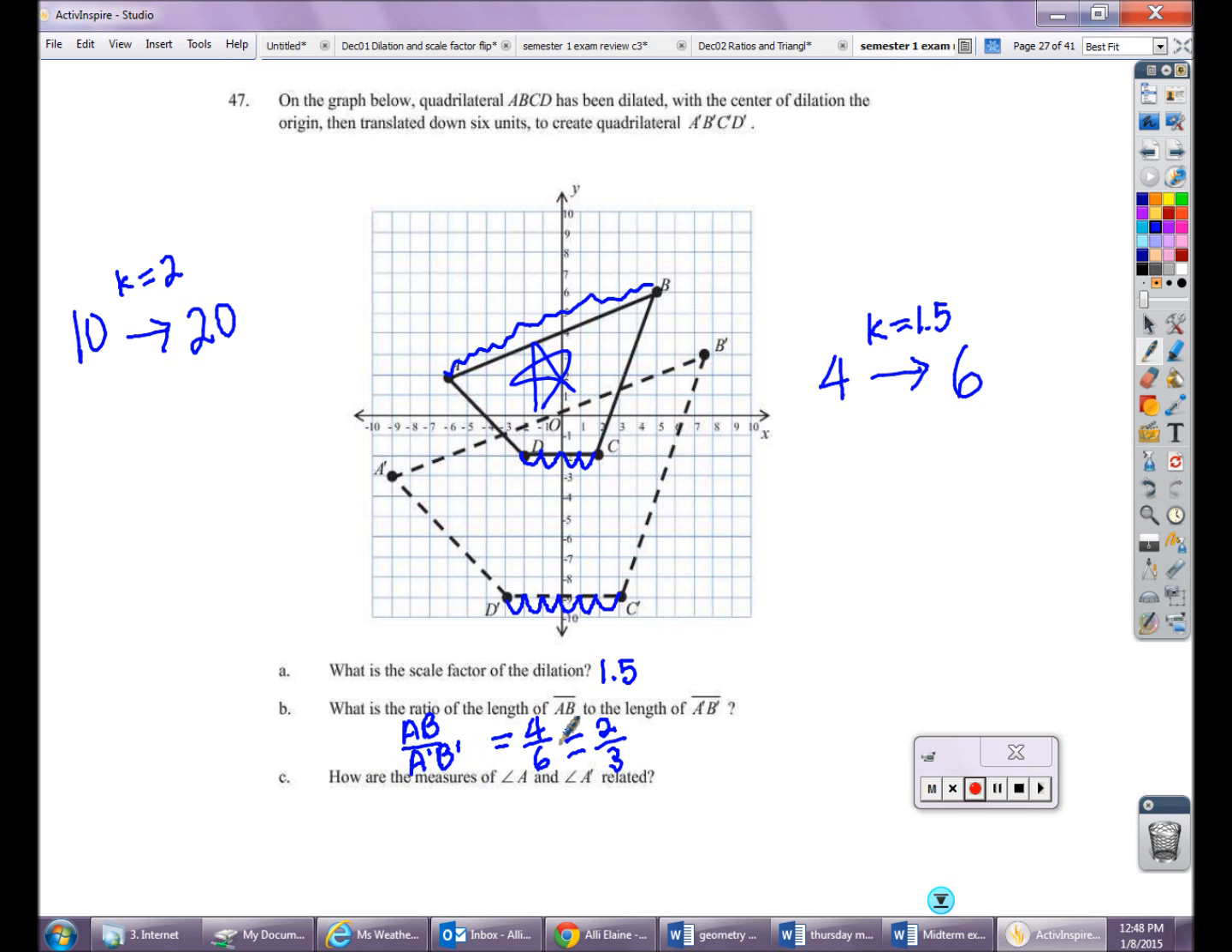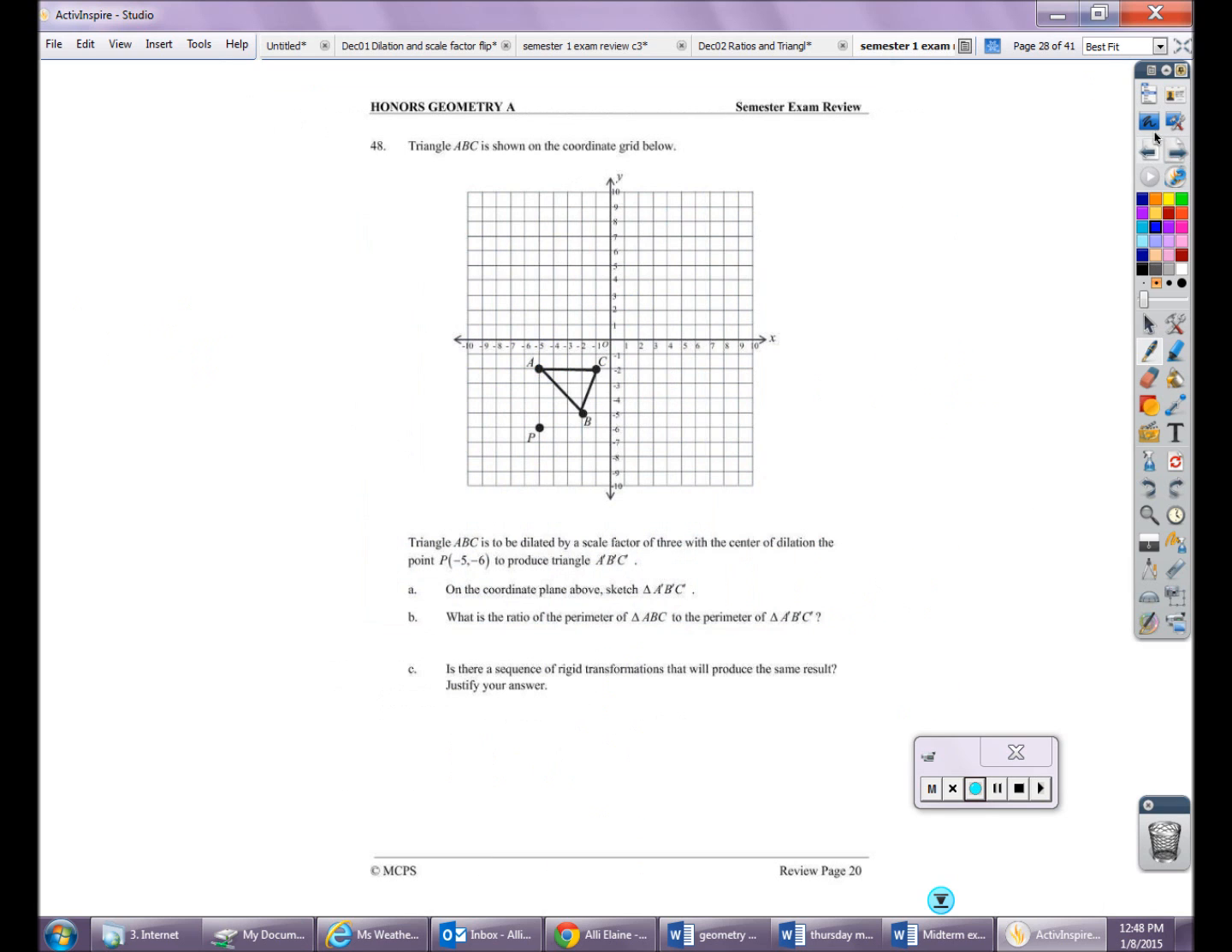How are the measures of angle A, this angle right here, and angle A prime related, right? The angle A prime is not bigger than that. They're actually congruent. And that's just something you need to know. When you have two triangles that are proportional, like these two, this is a 90 and this is still a 90. The angles are the same. They're not smaller or bigger than each other. All right, number 48, moving on.